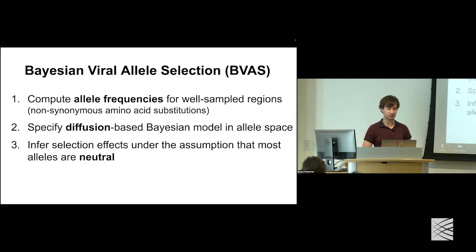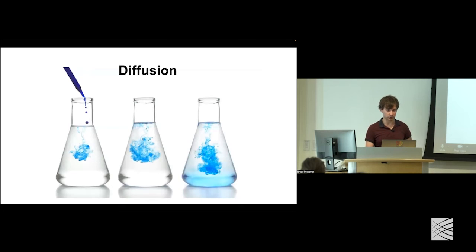And so this is just needed in some sense for statistical reasons, right? We have this very high dimensional hypothesis space. There are many alleles. And so doing something like this will help us regularize our estimates, but it's also biologically plausible that most of these alleles probably are neutral or nearly neutral with respect to viral fitness. Okay, so let me just quickly remind you what diffusion is.